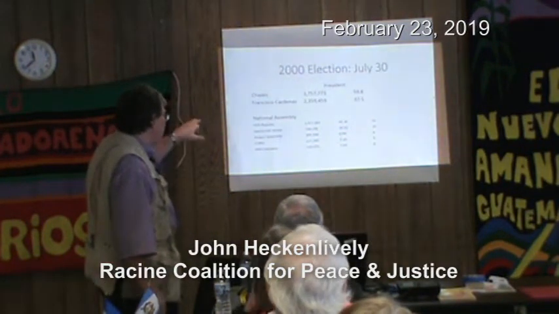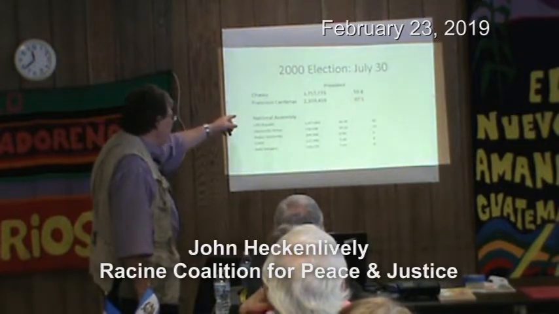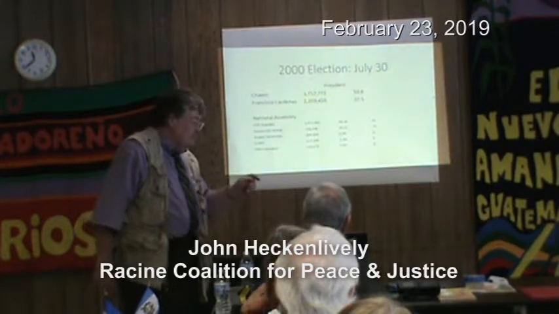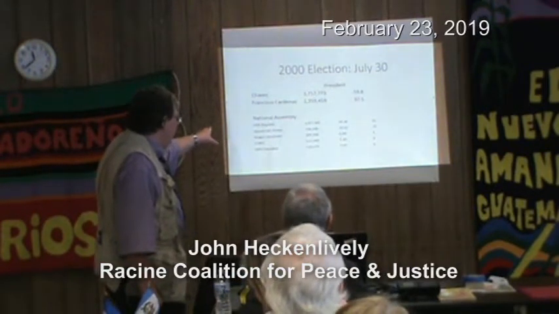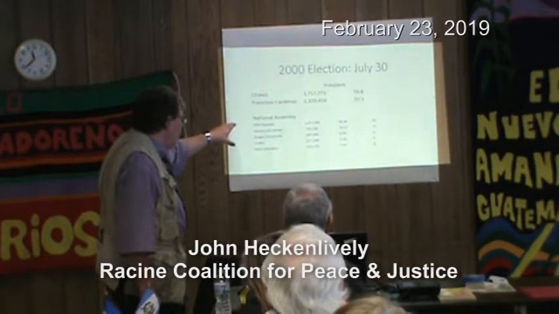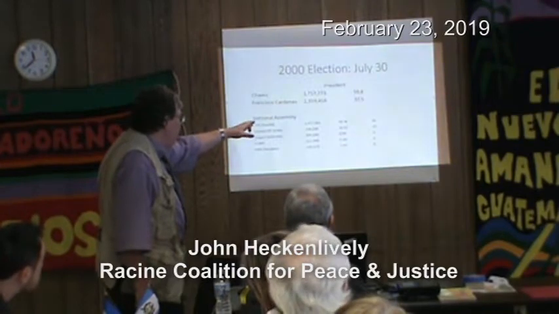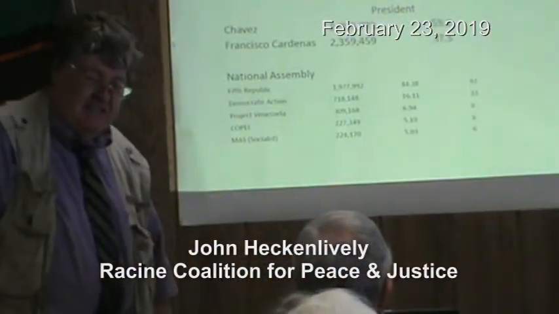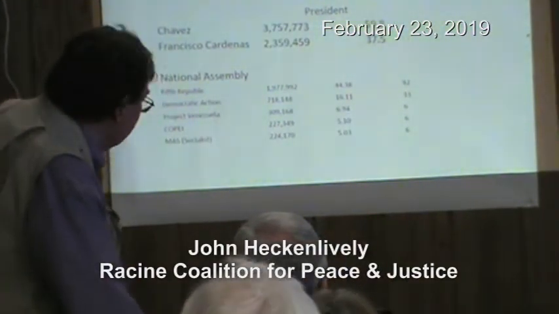Okay, 2000 election. Long story short, Chavez runs again. He actually does better in the 2000 election than he did 2 years earlier. In the National Assembly, the Fifth Republic, which was the Chavez faction, they picked up 92 out of 165 seats. So they had very firm control of the National Assembly.